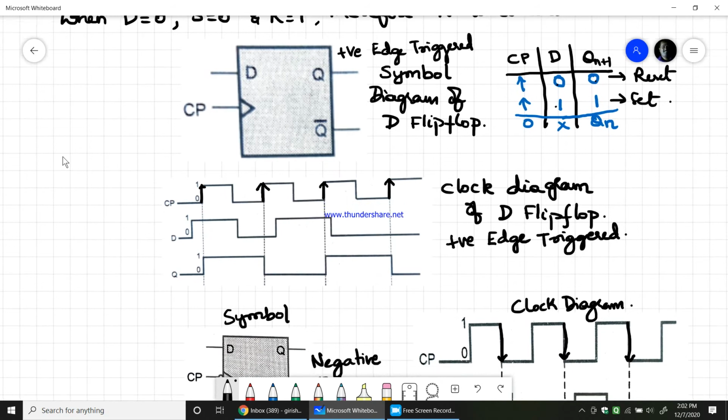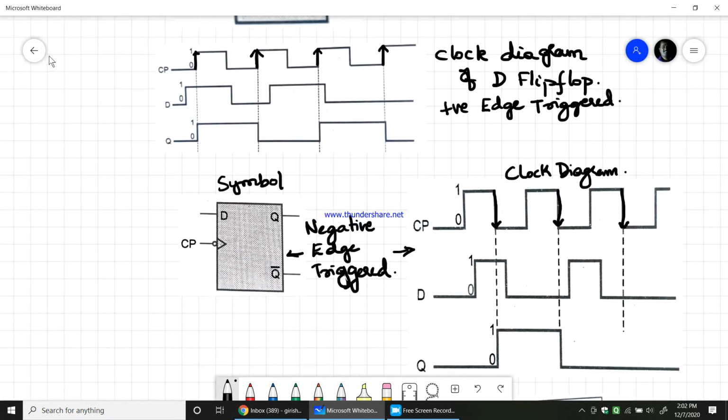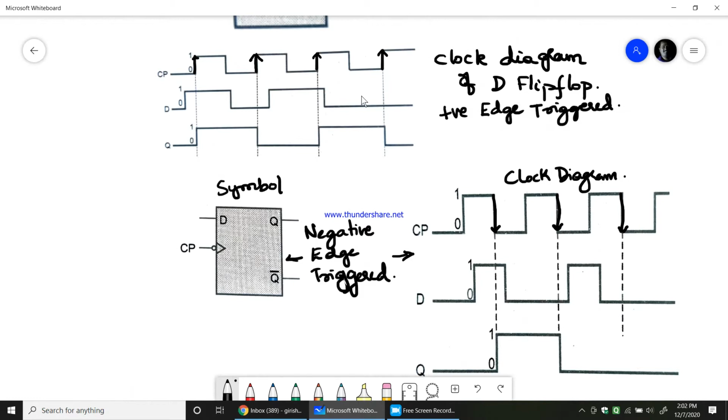So if you see the timing diagram of the D flip-flop, this is positive edge triggered and this is negative edge triggered D flip-flop. Here, until the first clock pulse arrives, the output remains 0. During the first positive edge triggered clock pulse, D is 1, therefore output will also be 1, and it remains 1 until the next clock pulse arrives. When the next clock pulse arrives, D is 0, therefore it goes to 0.